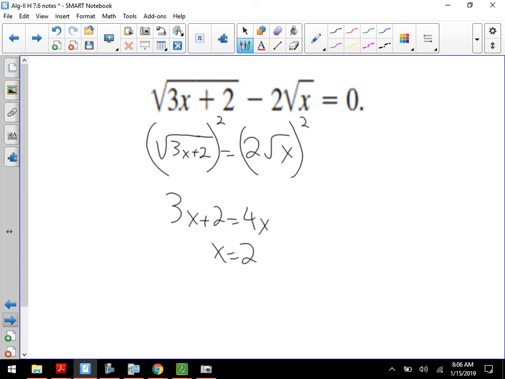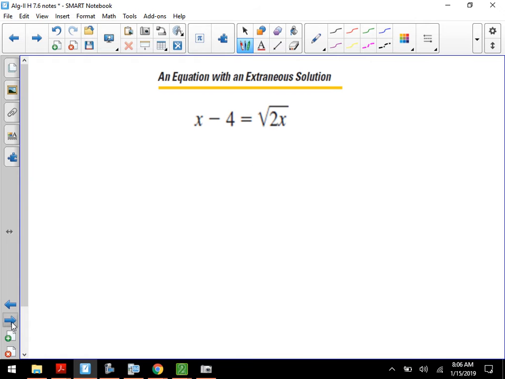Okay. Now, check it. What's 3 times 2? Plus 2. What's the square root of 8? 2 root 2. What's 2 root 2 minus 2 root 2? So it works. I'm checking it. All I'm doing is taking that value of x, which was 2, and sticking it back in the original equation. Okay.